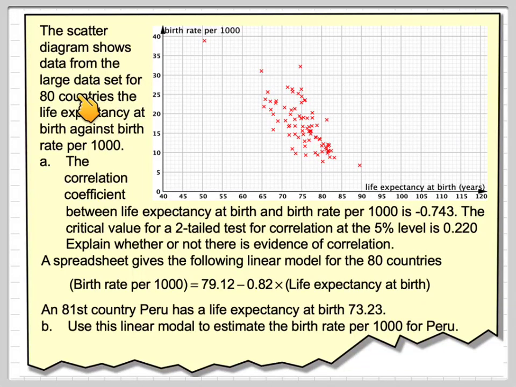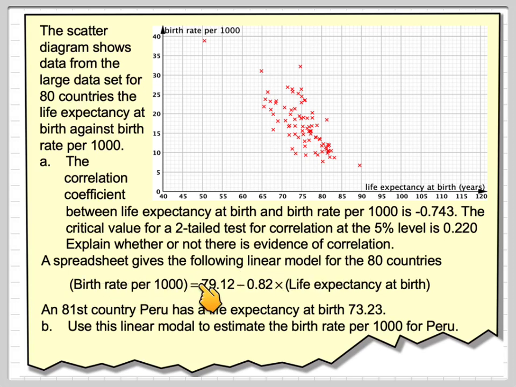The scatter diagram shows the data from a large data set for 80 countries, the life expectancy at birth against the birth rate per 1,000. The correlation coefficient between life expectancy at birth and birth rate per 1,000 is minus 0.743. The critical value for a two-tailed test for correlation at the 5% level is 0.220. Displaying whether or not there is evidence of correlation.